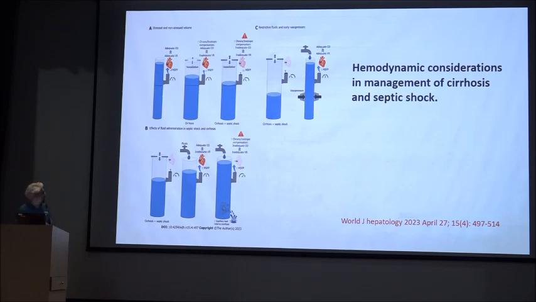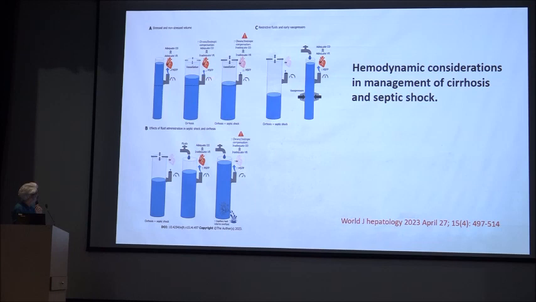So there are three components in this figure: the mean systemic filling pressure, the venous return, and the cardiac output. So this is what happens in the normal patient. There is adequate mean systemic filling pressure, which leads to adequate venous return and which leads to adequate cardiac output. So in patients with cirrhosis, what happens is they are in the state of vasodilatation.